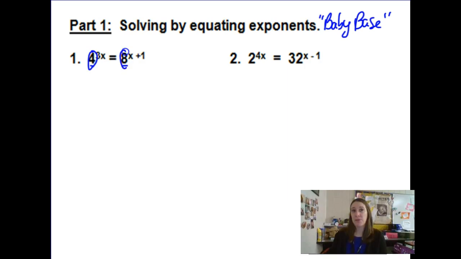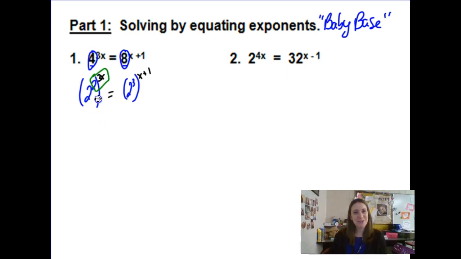So I could rewrite both of these bases as a 2. For instance, 4, I could call that a 2 squared. And then 8, I could call that a 2 to the third. So if I rewrite what was already in the equation, so this was to the 3x power, there was an equal sign here, and this was to the x plus 1 power. And then I think about what I do with exponents that are on top of each other like this in order to combine them.